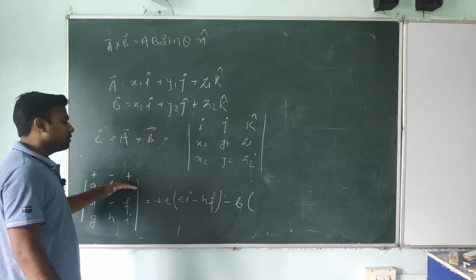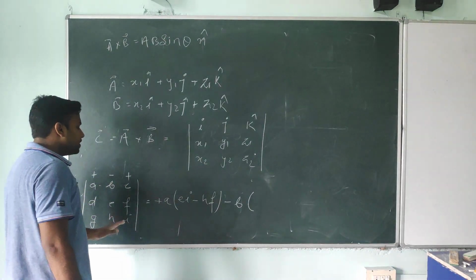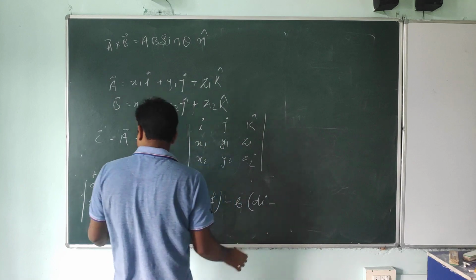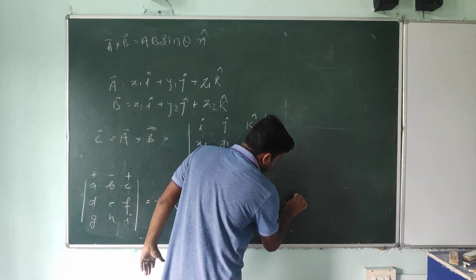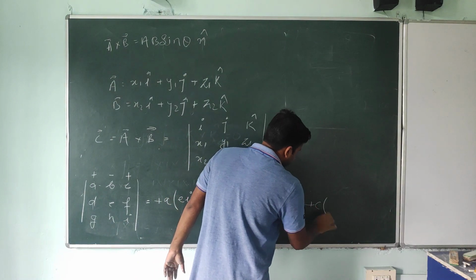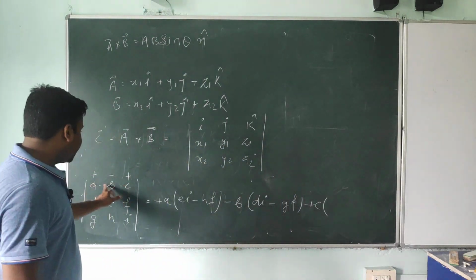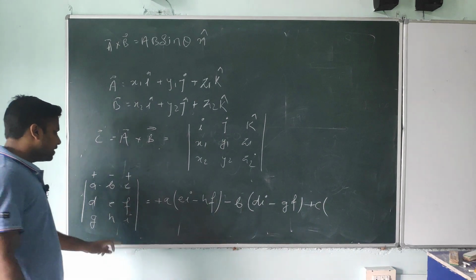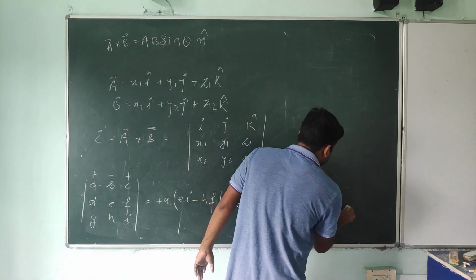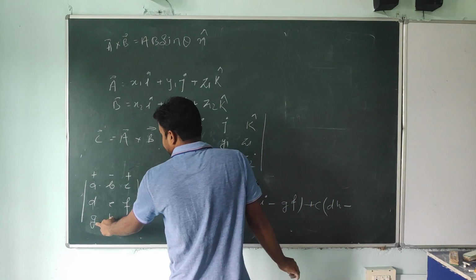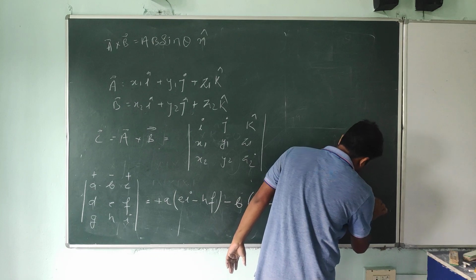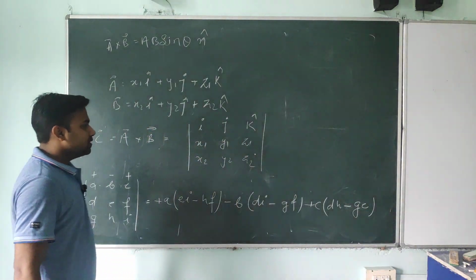So here d into i minus g into f, plus c. c equals what will you get? Again this one leave. So here you will get d into h minus g into e. Okay, students. Now using this concept you can solve.